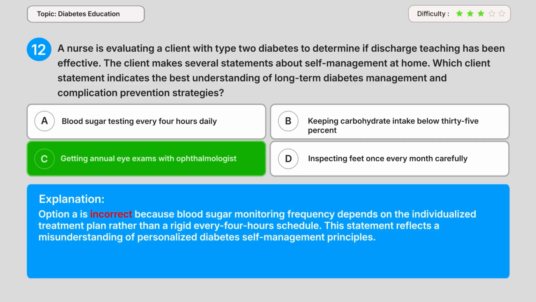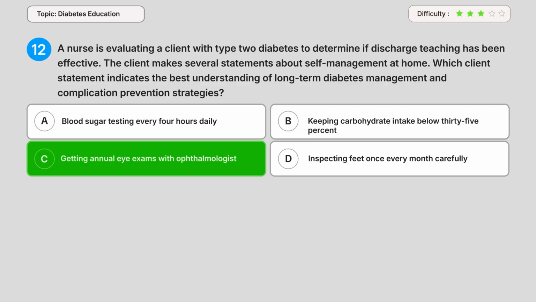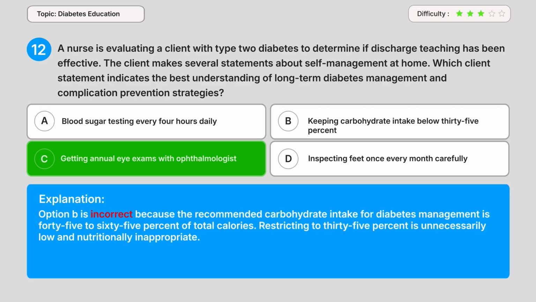Option A is incorrect because blood sugar monitoring frequency depends on the individualized treatment plan rather than a rigid every 4 hour schedule. This statement reflects a misunderstanding of personalized diabetes self-management principles. Option B is incorrect because the recommended carbohydrate intake for diabetes management is 45 to 65% of total calories. Restricting to 35% is unnecessarily low and nutritionally inappropriate.